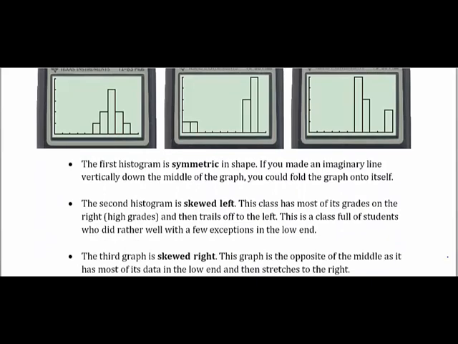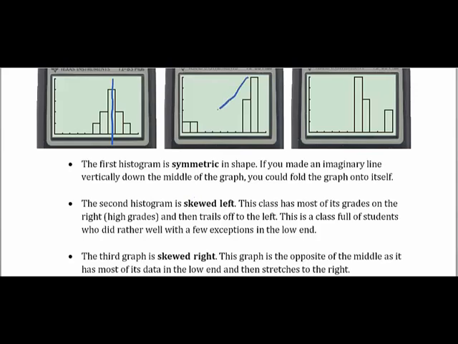If you made an imaginary line vertically down the middle of the graph, it would be the same on the left and the right. You could also fold it from the left to the right or the right to the left. The second histogram is called skewed to the left. It has most of its grade on the right, high grades, and then trails off to the left.